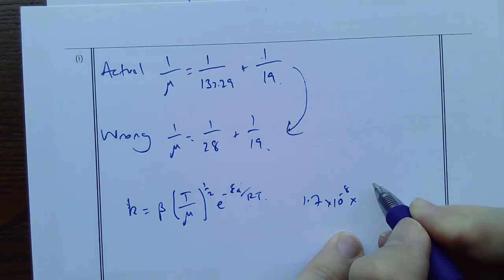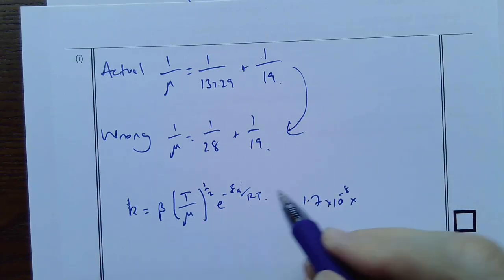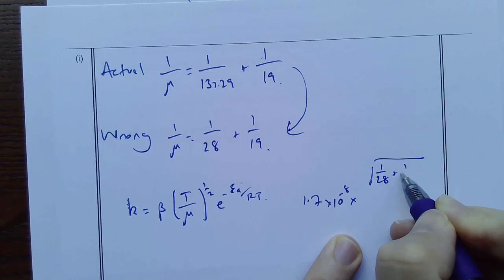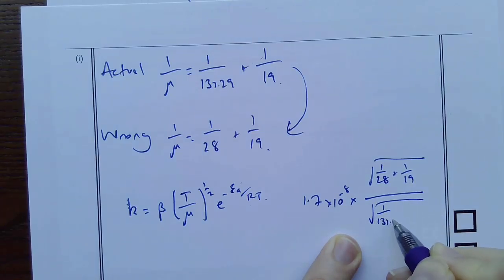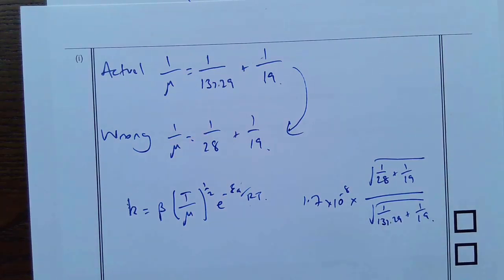So it's going to be the square root of the ratio, because this is 1 over mu, right? So it's going to be root of 1 over 28 plus 1 over 19, divided by root of 1 over 131.29 plus 1 over 19. Okay, so I just need to do that calculation.